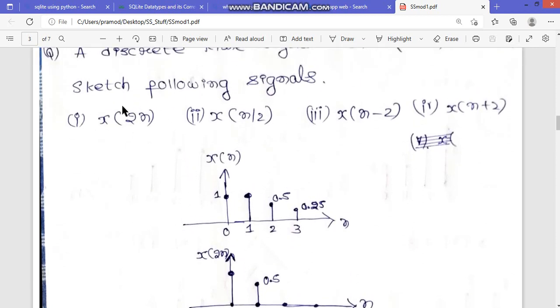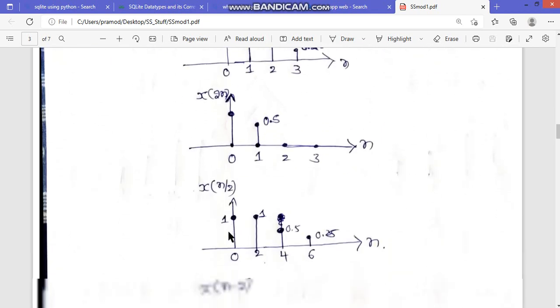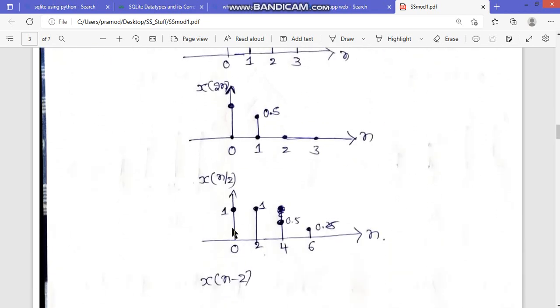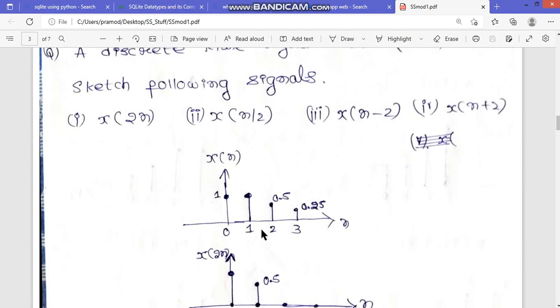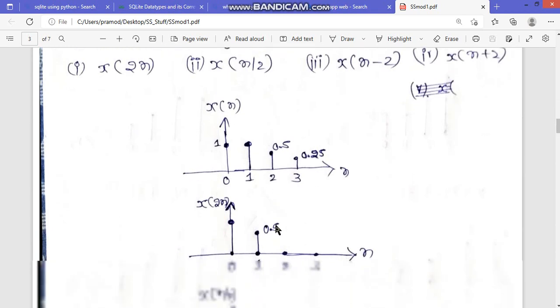So whenever there is 2n, divide your n values by 2. Whenever the n value is multiplied with 2, you have to divide. Now whenever there is a division by 2, what will you do? You have to multiply. So what will happen then? 0 into 2 is 0 only. Next, 1 into 2 is 2. What is the value at 2? 0.5, right?